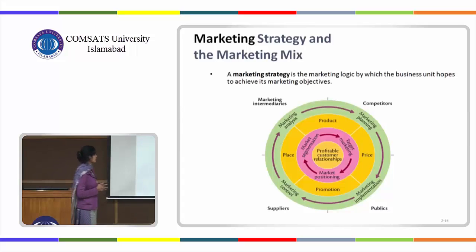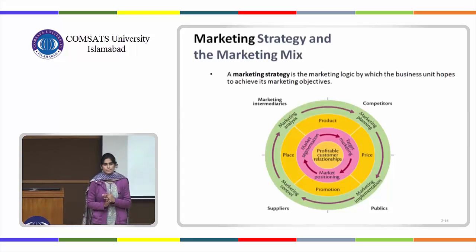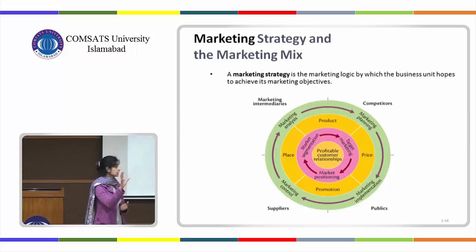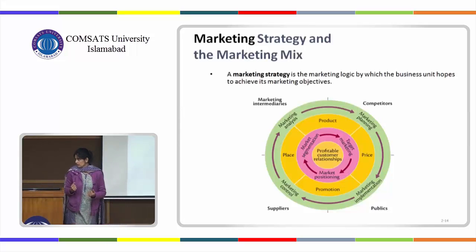Now coming down to marketing strategy and marketing mix. Now what is marketing strategy? Marketing strategy is the marketing logic by which the business unit hopes to achieve the marketing objectives. So you set the objectives in your strategic plan, right? So you've set the objectives. Now how would you achieve those objectives? The objectives would be translated into marketing strategy, right?